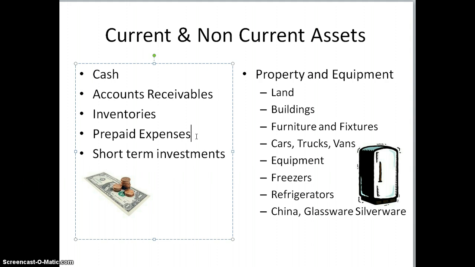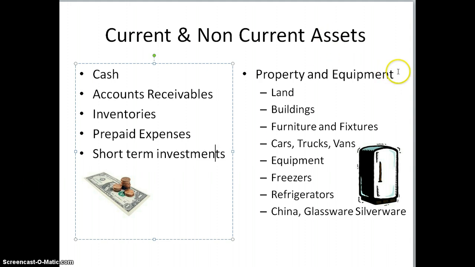And also short-term investments. So these are investments that would be coming due within 1 year or 6 months. They would be coming in. They would be a certificate of deposit. Might be some stocks that you plan on selling. You have to have the intent and the ability to sell them within the year, but they would go here.